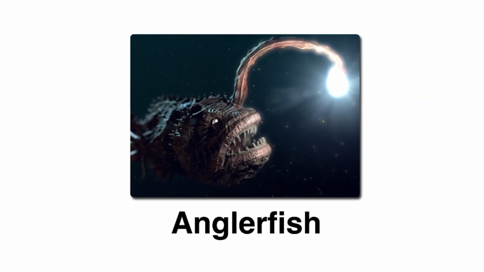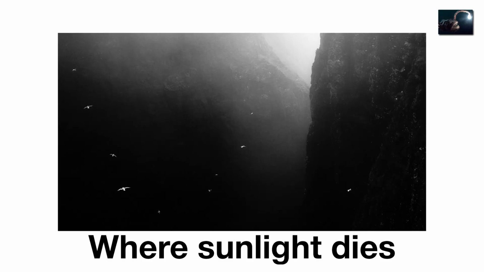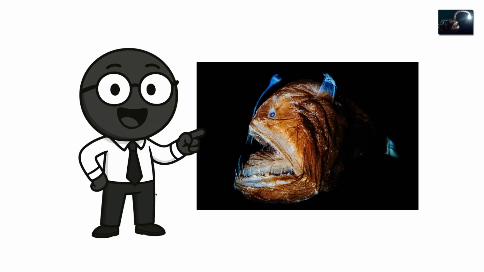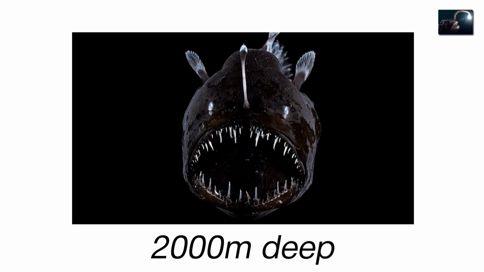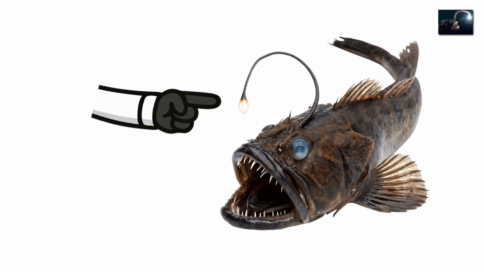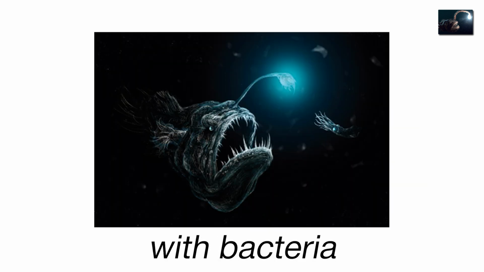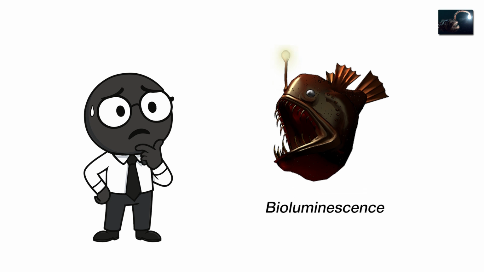Anglerfish, the demon with a light bulb. In the black void of the deep sea, where sunlight dies and nightmares thrive, there drifts the anglerfish, a creature that looks like evolution took a wrong turn and decided to keep going. This fish, found over 2,000 meters deep, has a glowing lure growing straight out of its head, a biological fishing rod tipped with bacteria that emit light through a chemical reaction called bioluminescence.